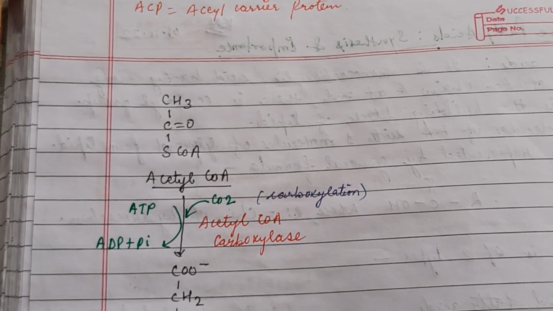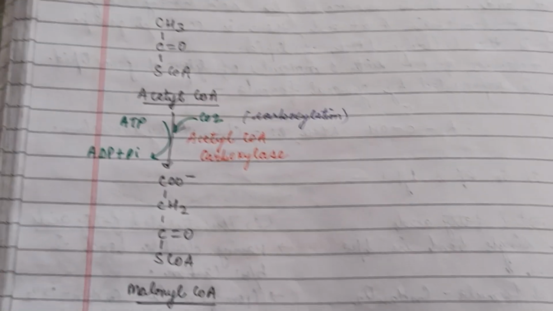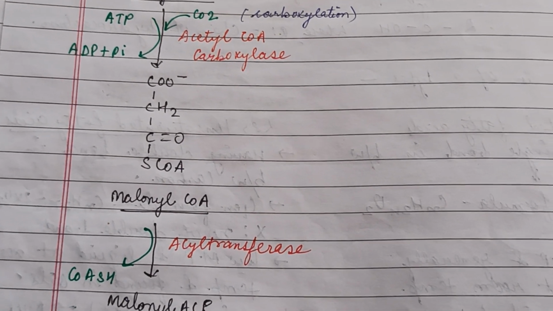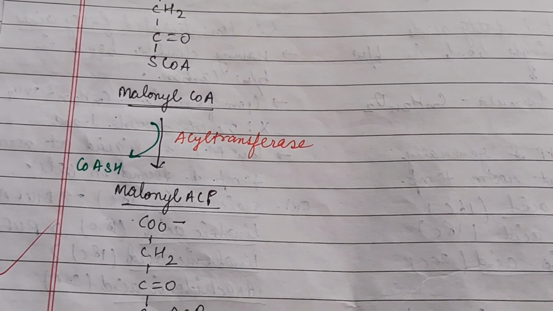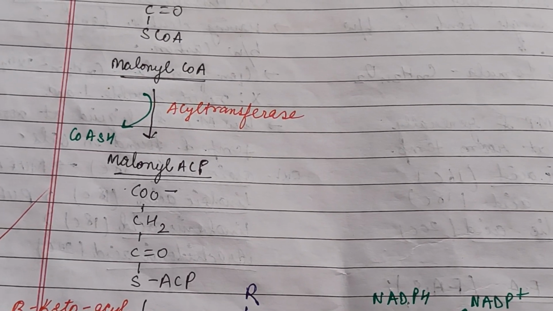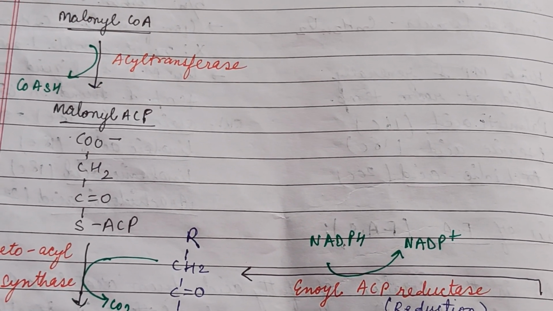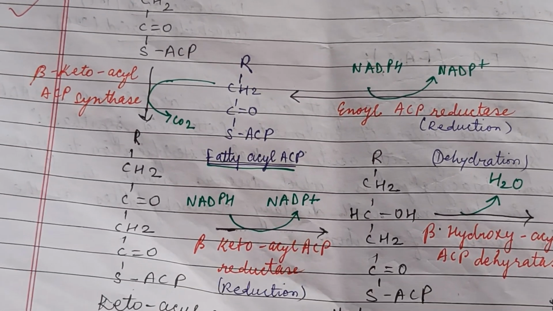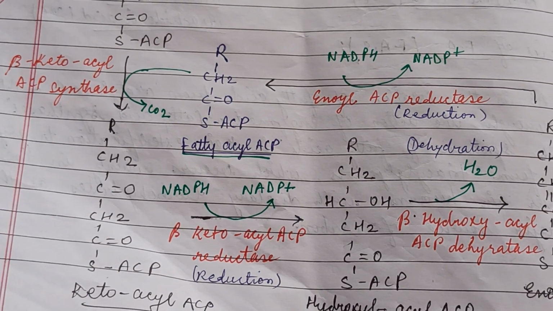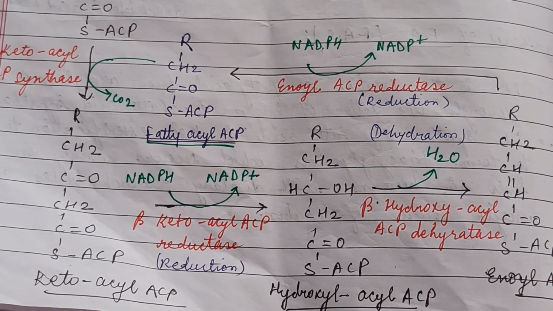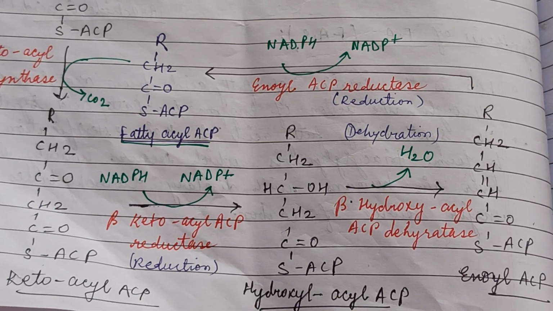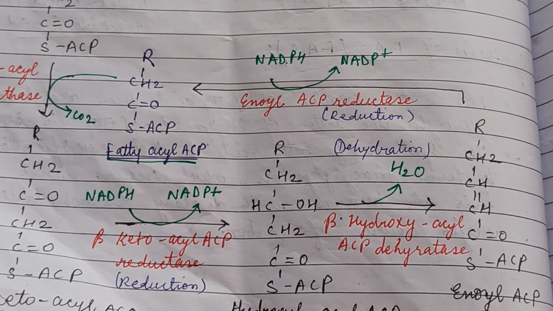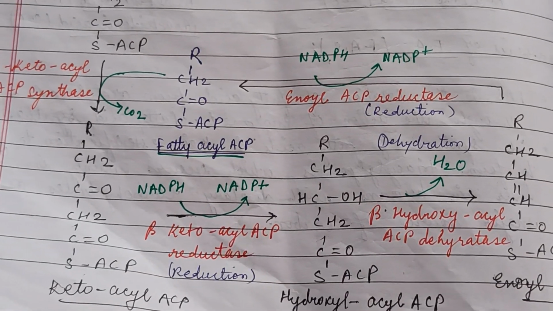So the cycle of the free fatty acid. Starting from acetyl coenzyme A, the acetyl coenzyme A carboxylase enzyme forms malonyl coenzyme A. Through the acetyl transferase enzyme, malonyl ACP is formed. ACP means acyl carrier protein. Then malonyl ACP is transformed into ketoacyl ACP, and then it forms hydroxyacyl ACP, and this enoyl ACP forms through the enoyl ACP reductase, and the reaction goes on and on.